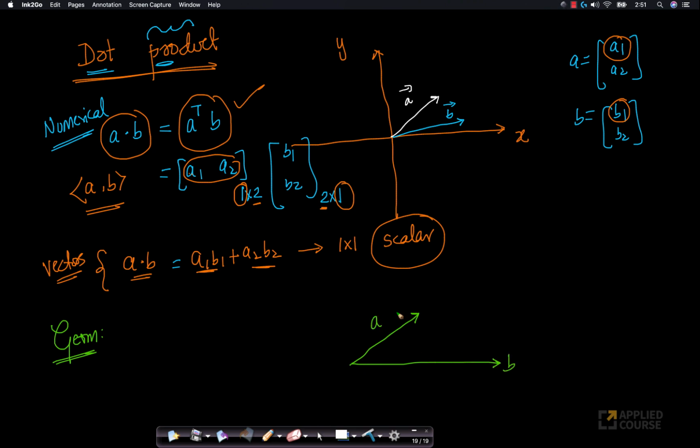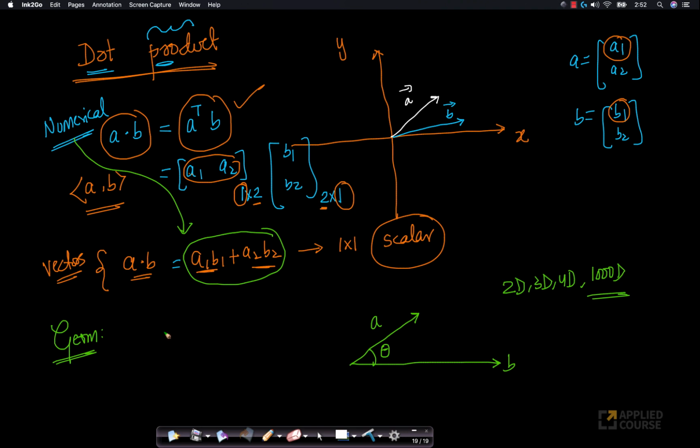I'm again skipping drawing these arrow marks. If this is A and this is B, this is one way of thinking about a dot product. That was the numerical way. There is a geometric way too. If these two are vectors, there is an angle between both of them. Let's say that angle is theta. Remember, these two vectors could be 2D, 3D, 4D or 1000D vectors. Doesn't matter.